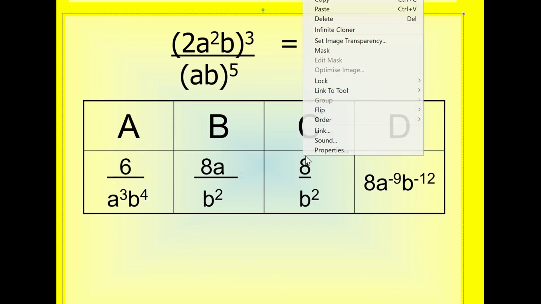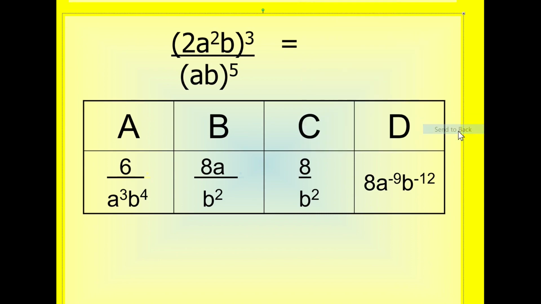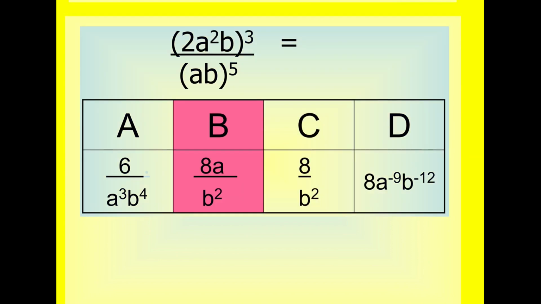How about this one? Well, the answer is B. So if you take on board what I said before, a, b, all to the power n is a to the n, b to the n. We can do the same thing here. That's going to be the easiest thing. So it's going to be 2 to the 3 times a to the 6, because I'm doing a squared all to the power 3, times b cubed all over a to the 5, b to the 5.